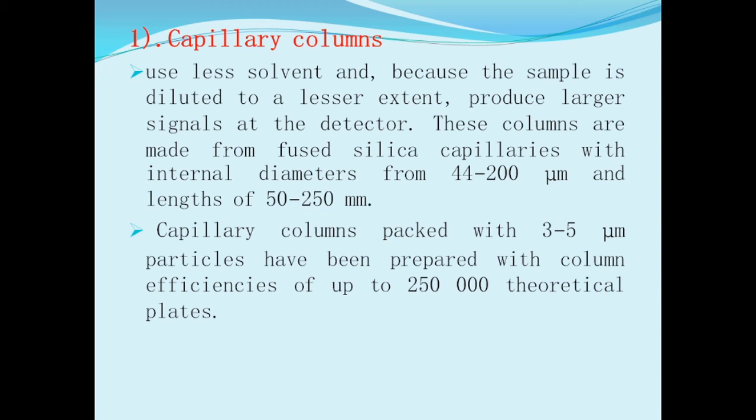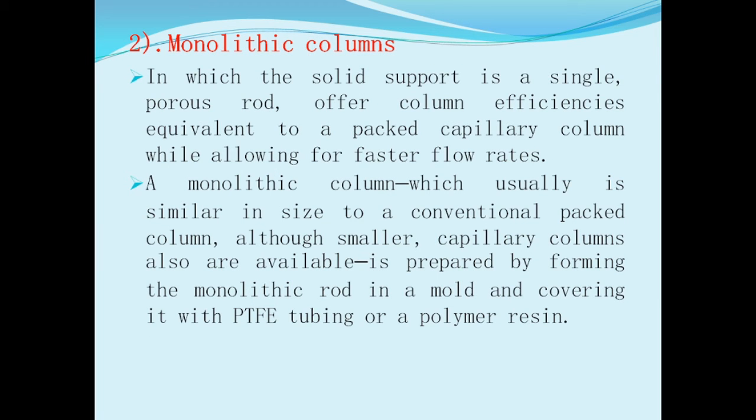Because the tubing and fittings that carry the mobile phase have pressure limits, a higher back pressure requires a lower flow rate and a longer analysis time. Next, monolithic columns, in which the solid support is a single porous rod, offer column efficiencies equivalent to a packed capillary column, while allowing a faster flow rate.